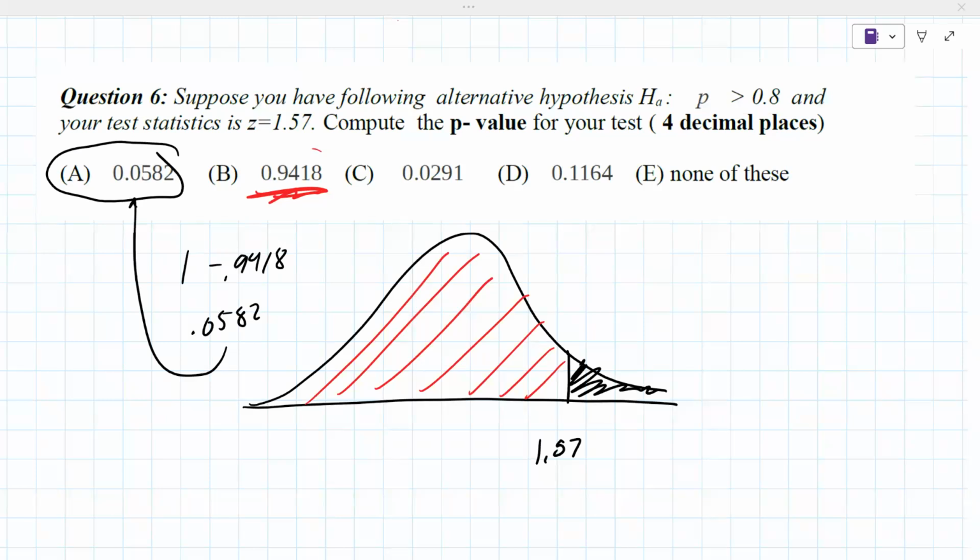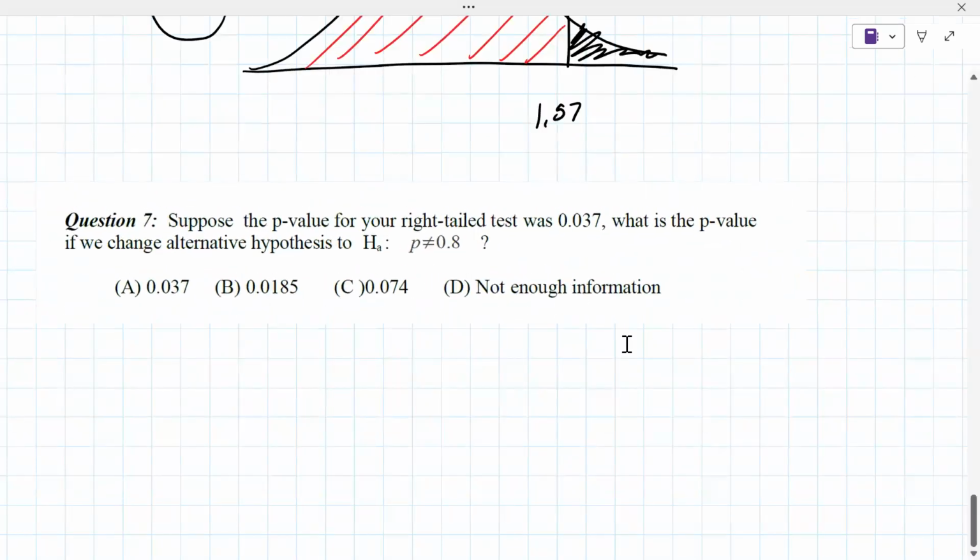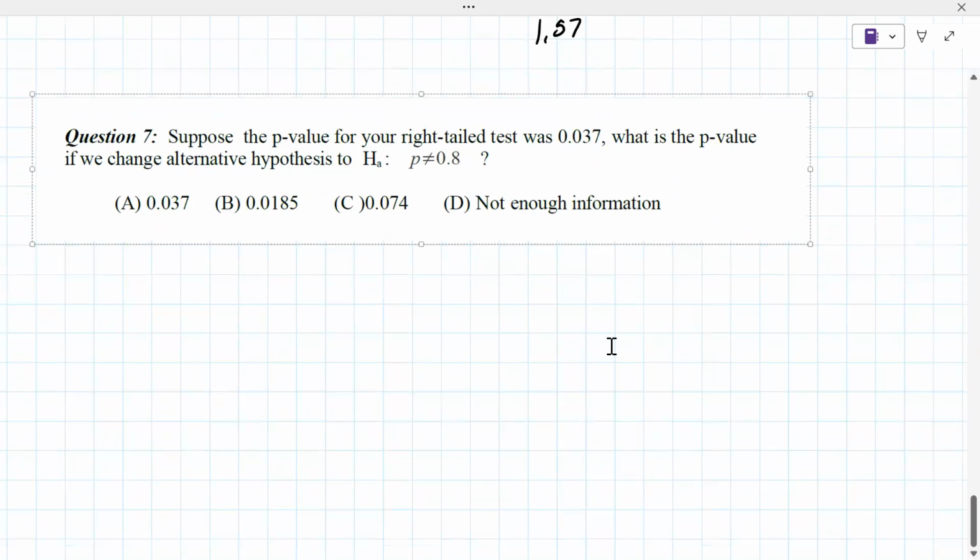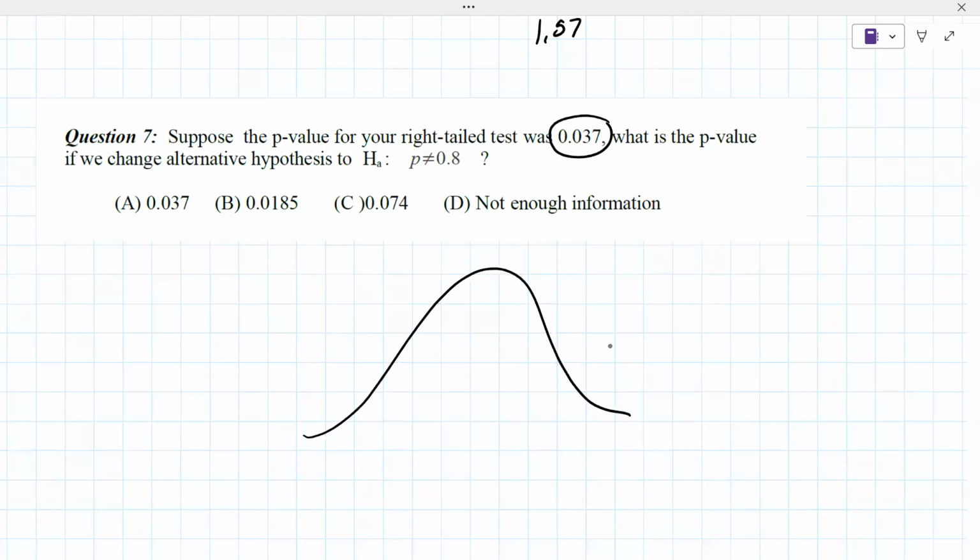Let's move on to the next question here. This is another area problem, so we might as well have you try this one. It says, suppose the p-value for your right-tailed test was 0.037. This is 0.037, but the alternative hypothesis is not equal to. How many tails is a not equal to? It's two-tailed. So do you remember what you have to do to this p-value here?